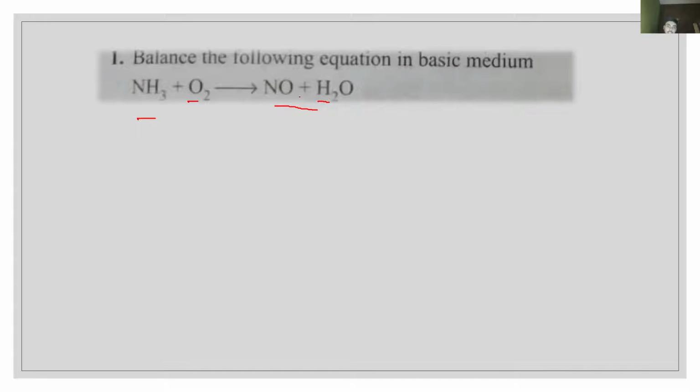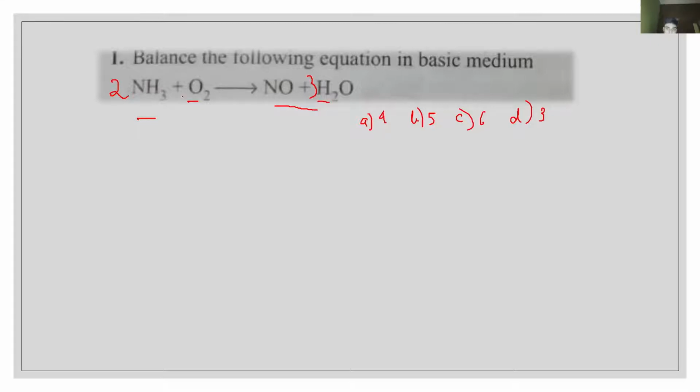It is even, that is odd. First make both even, multiply here by 2. Okay, so 6, we multiply here 3, so 3 into 2, 6. The question is, what is the coefficient of O2 in the balanced equation? Option A is 4, option B is 5, option C is 6, option D is 3. So here it is 2 and here it is 3.